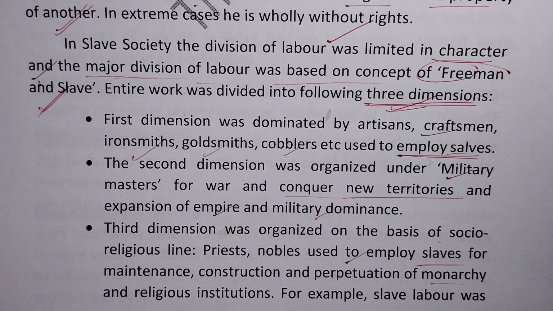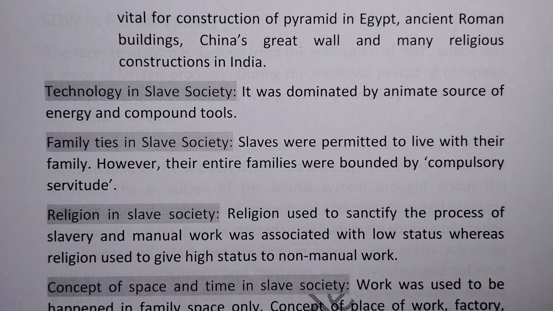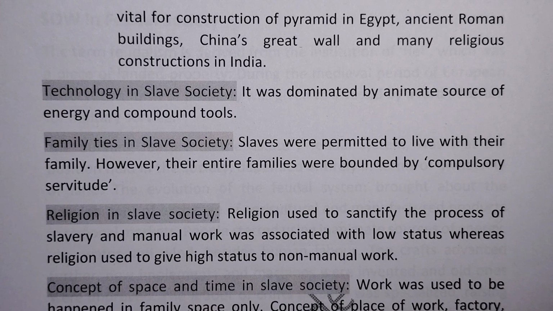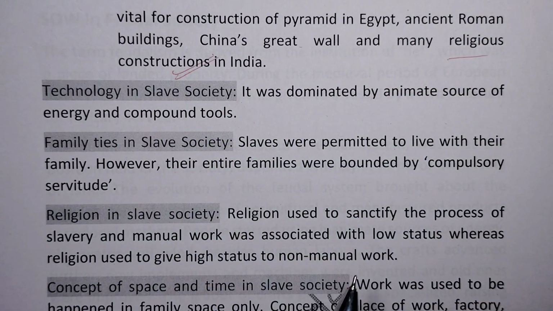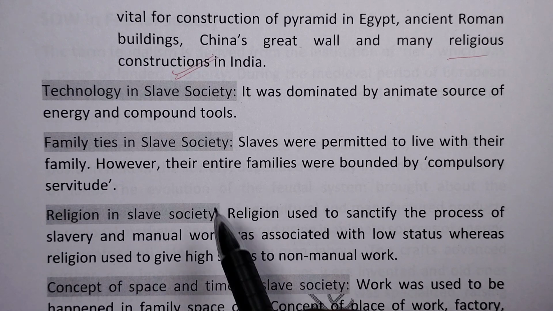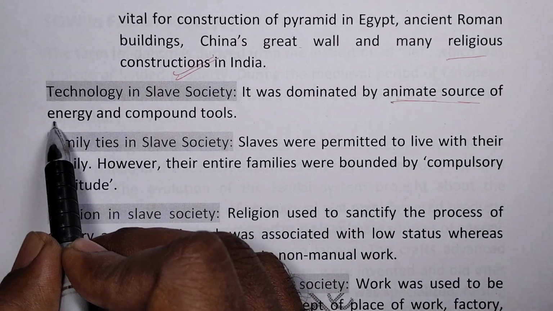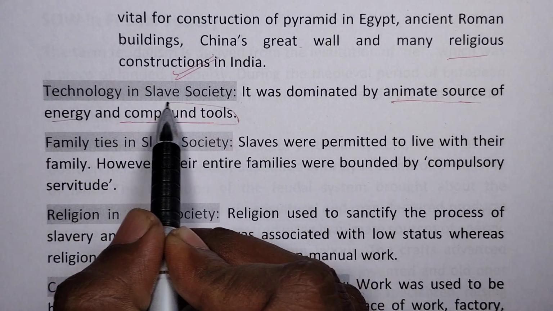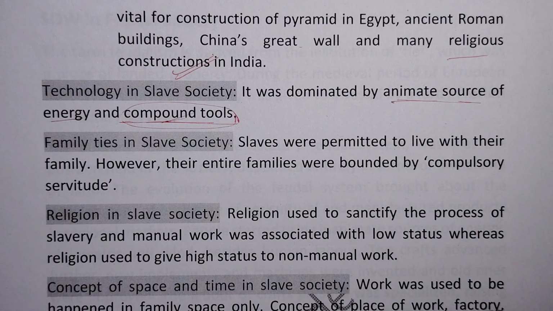For example, slave labor was vital for the construction of pyramids in Egypt, ancient Roman buildings, China's Great Wall, and many religious constructions in India. Now, technology in slave society was dominated by animate sources of energy and compound tools. Compound means basic, very basic tools. Animals were used for energy.